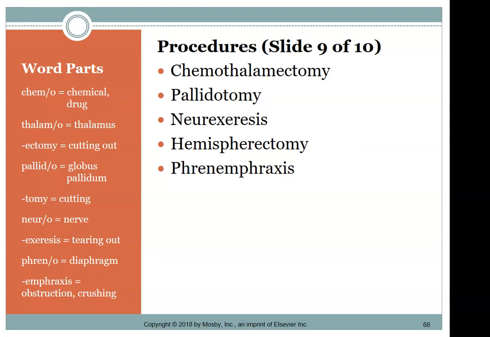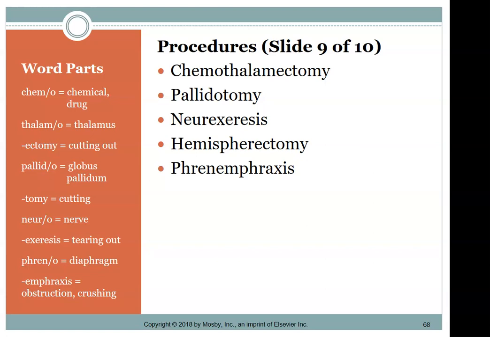Neurexeresis is the removal of the fifth cranial nerve to treat trigeminal neuralgia. A hemispherectomy is the removal of a cerebral hemisphere to treat intractable epilepsy. A phrenicotripsy is the crushing of the phrenic nerve to cause its paralysis, also called a phrenicoexeresis and a phrenemphraxis.